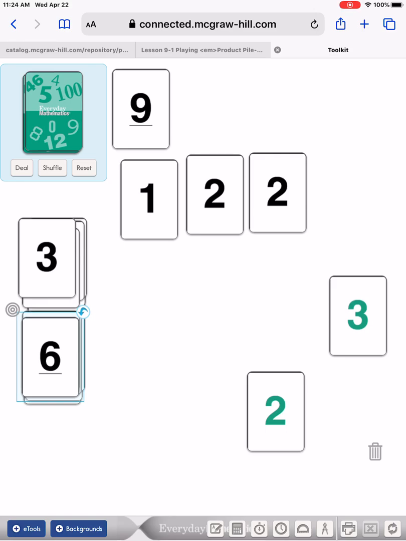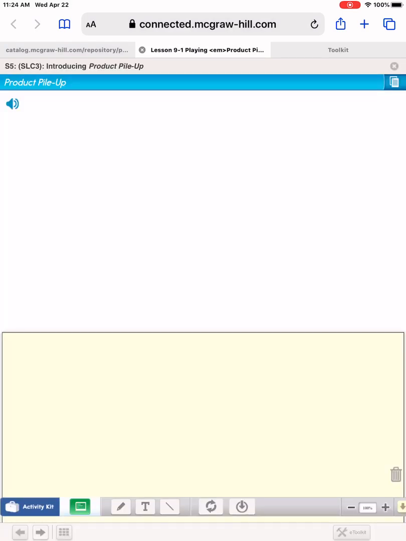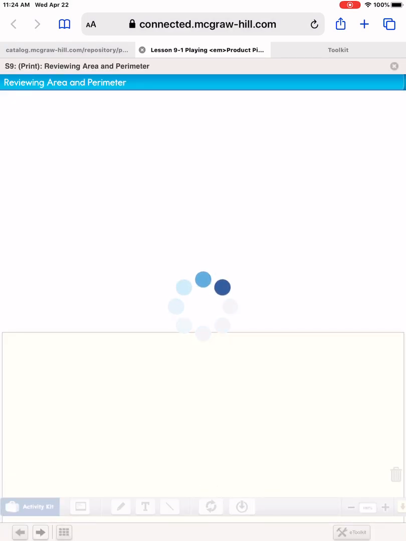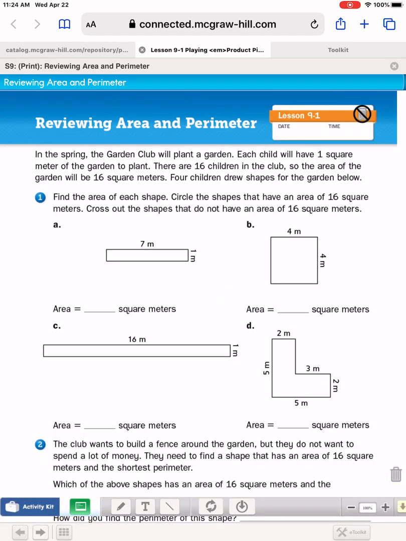If you would play a round or 2 of Product Pile Up today, that would be great. And then I'd like you to come back to your journal and complete page 275. 275 is just a review of area and perimeter. It looks like this. And it says, in the spring, the garden club will plant a garden.